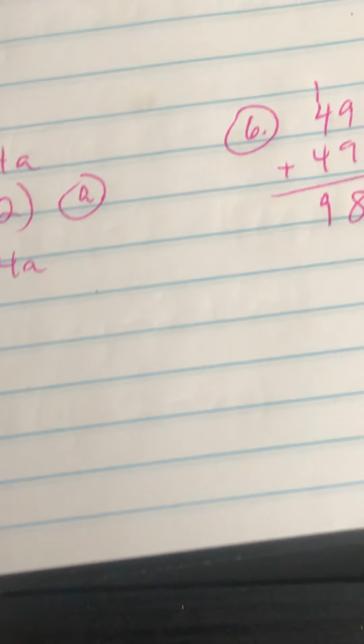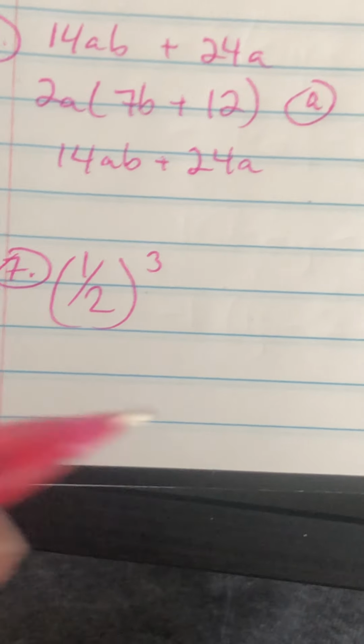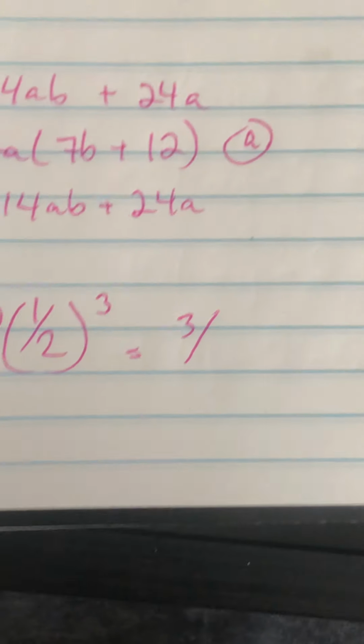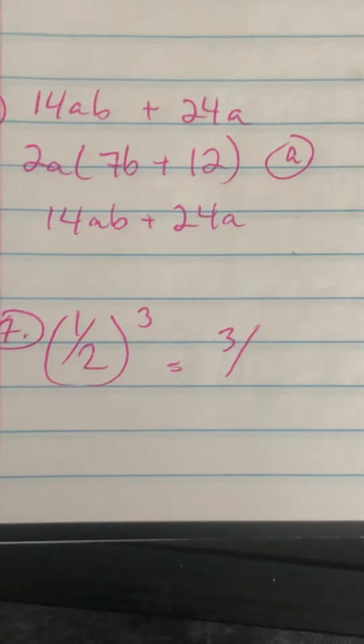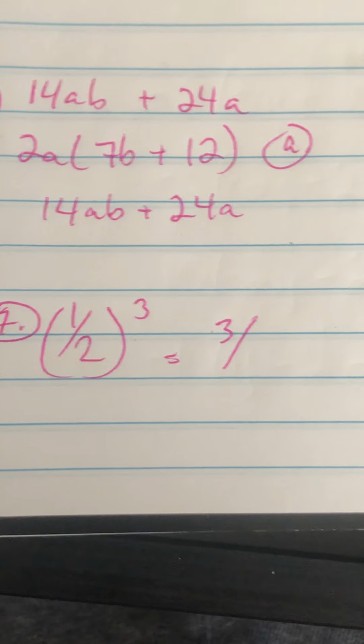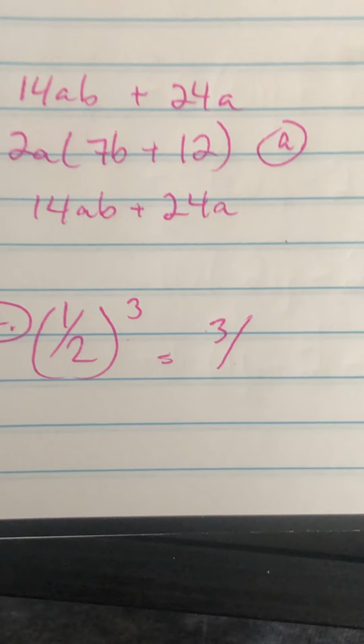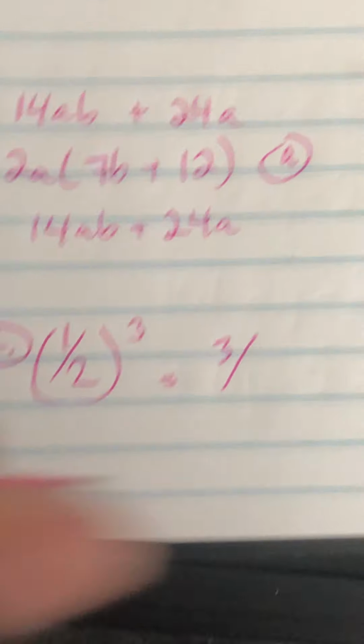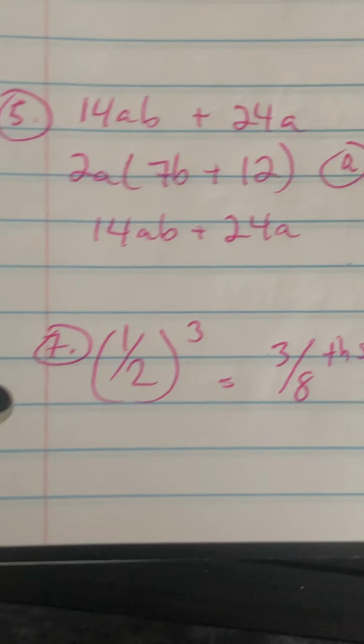to the 3rd, very good, and then we just do 1 times 3 is 3, and then 2 to the 3rd power is 2 times 2 is 4 times 2 is 8, so 3/8, right, and that looks like that would be C. Good job. Good job. Number 8.